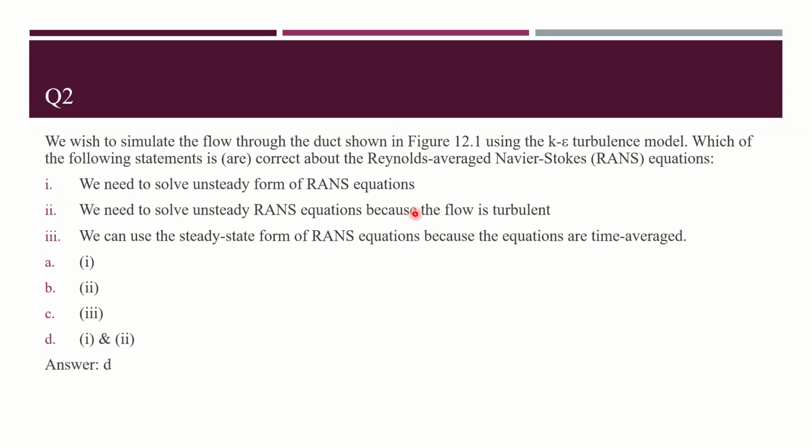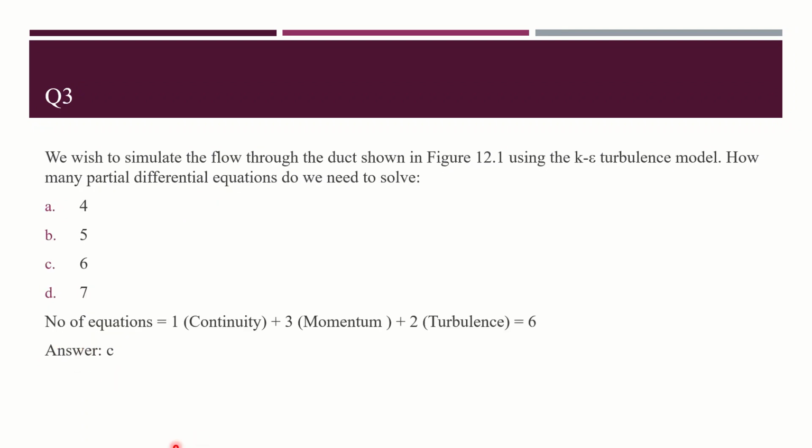We'll now check with the options given. A is 1, B is 2, C is 3 and D is 1 and 2. As we have seen, the right answer to this particular question is option D, that is 1 and 2. So I hope it is clear. Now we'll go to question 3.